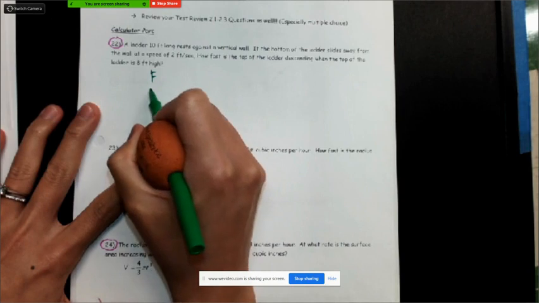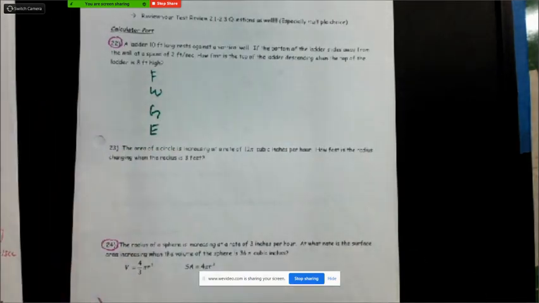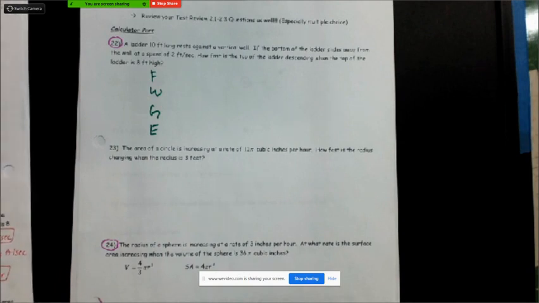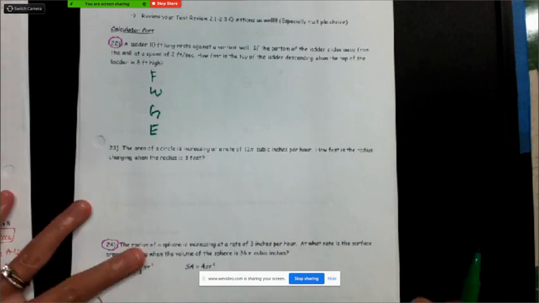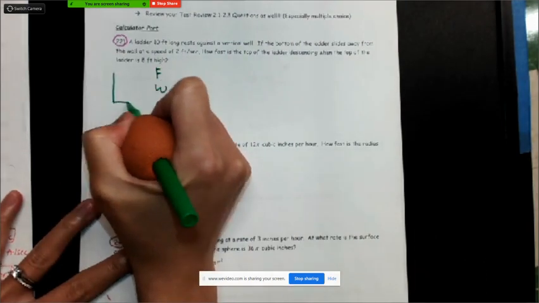A ladder 10 feet long rests against the vertical wall. If the bottom of the ladder slides away from the wall at a speed of 2 feet per second, how fast is the top of the ladder descending when the top of the ladder is 8 feet high? So let's start by drawing our right triangle.